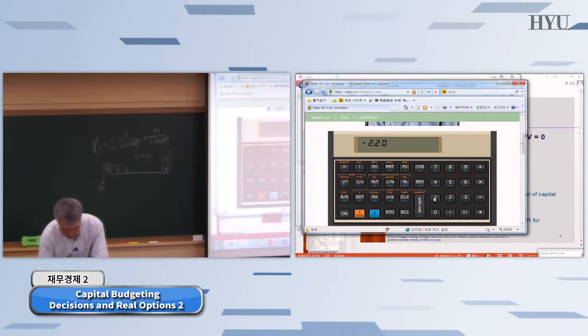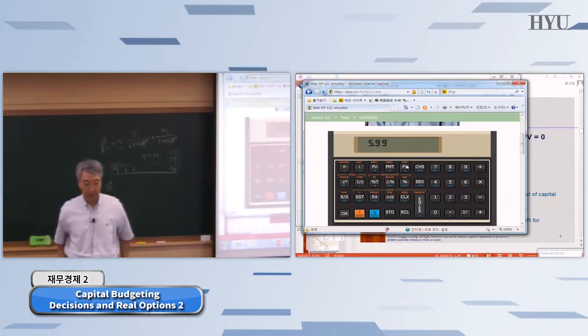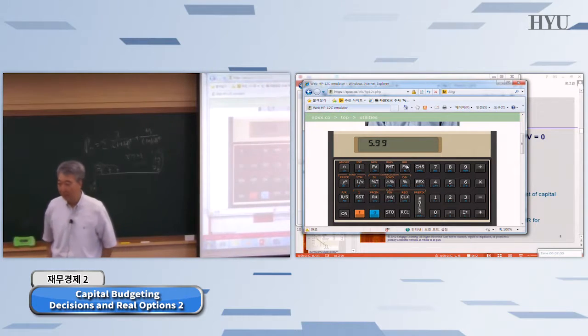So as long as we have 1,050 as the last payment, okay? Now we'll see what happens. Yeah, 5.99% as the internal rate of return, okay?